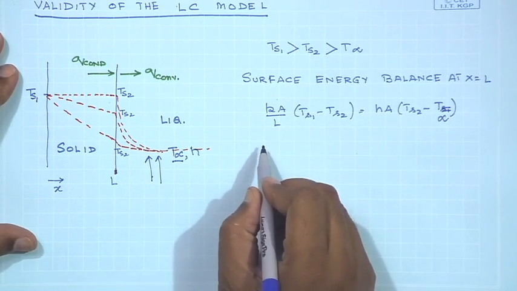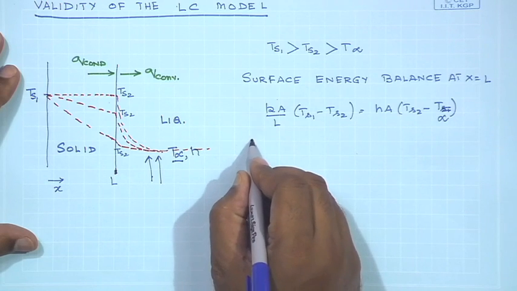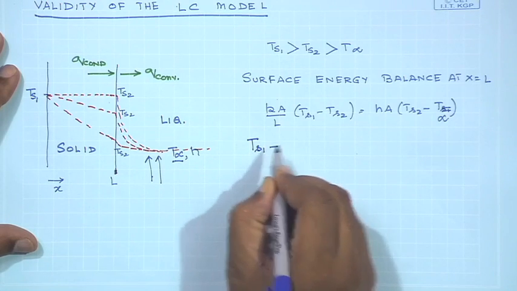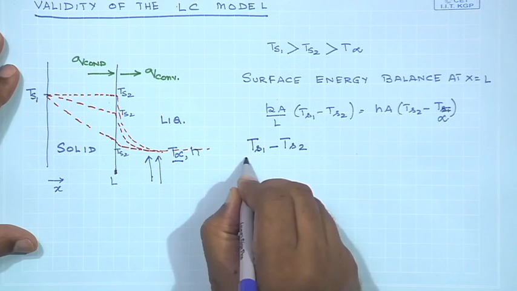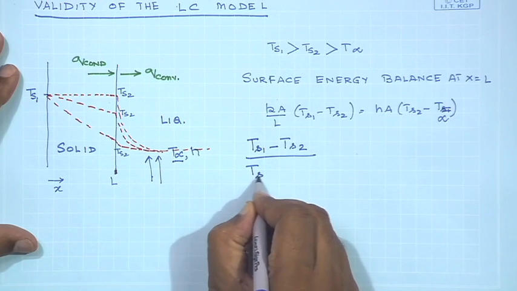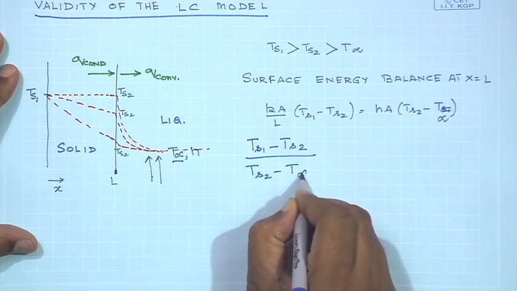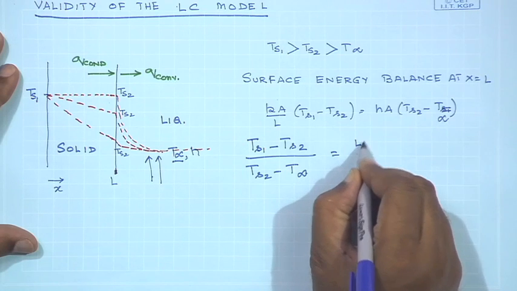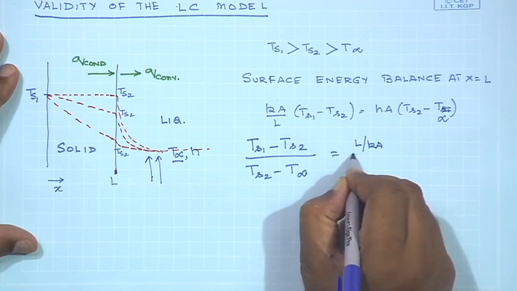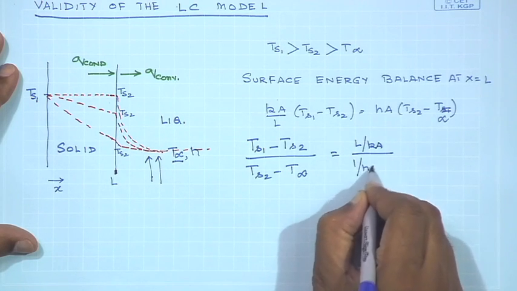So, if I take the ratio of these temperature drops, I can write Ts1 minus Ts2 divided by Ts2 minus T infinity is equal to (L by kA) divided by (1 by hA).